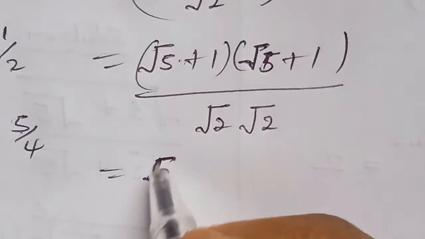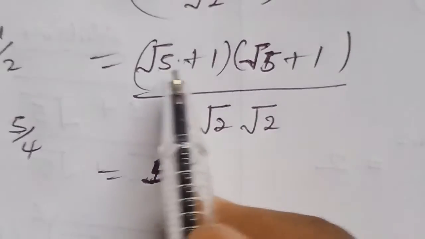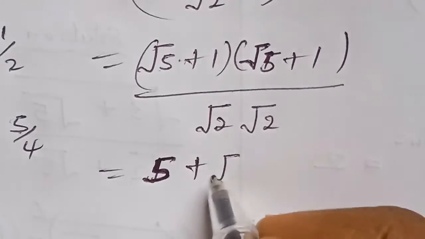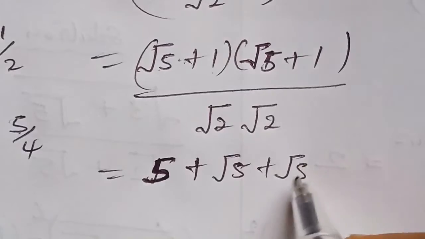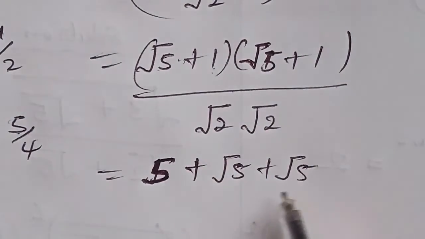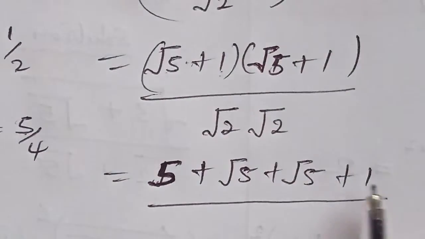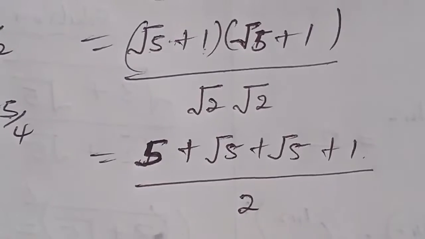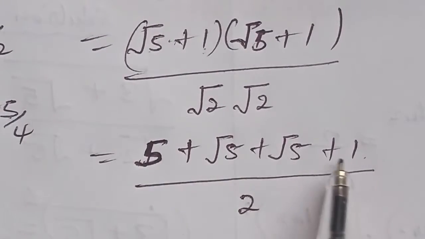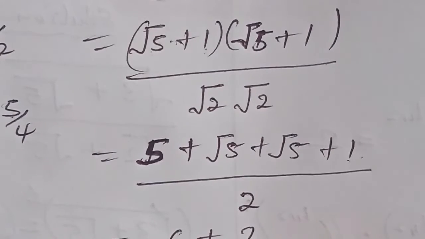5. This square root of 5 multiplied by square root of 5, we have 5. Square root of 5 multiplied by 1, we have plus square root of 5. Then 1 multiplied by square root of 5, we have square root of 5. Then 1 multiplied by 1, we have 1. Then this multiplied by this, we have 2. And this gives us 5 plus 1, we have 6 plus 2 square root of 5, over 2.